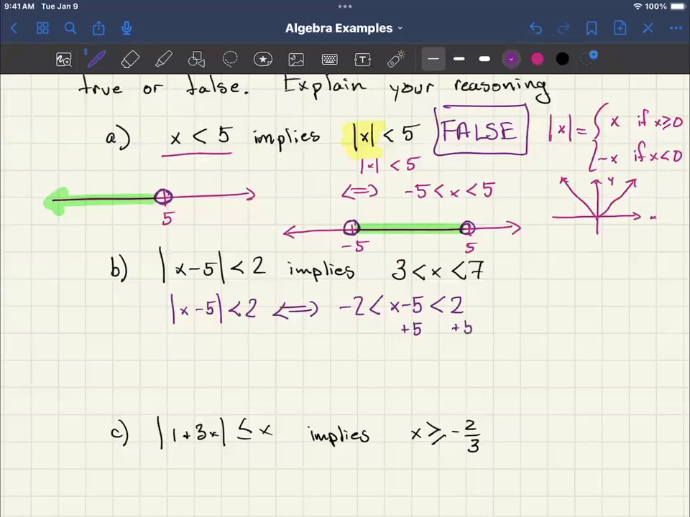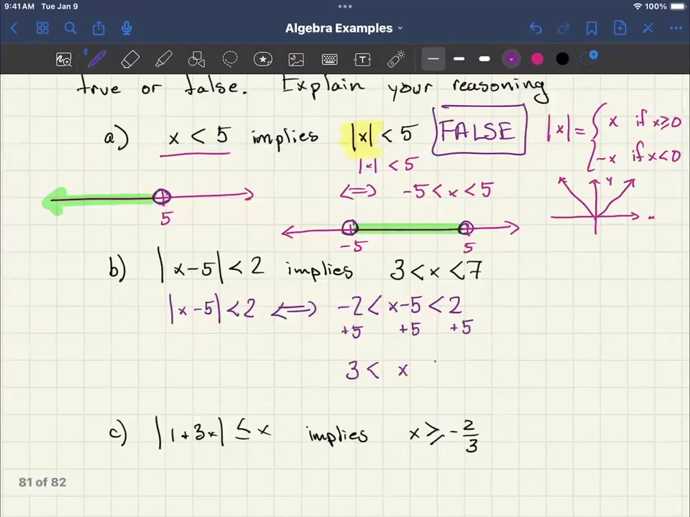So we're going to take the opposite action. Instead of subtracting, we're going to add 5 to every single term there. And we get a negative 2 plus 5, which is a positive 3. Our negative 5 plus 5 cancel out, and we're left with x in the middle. And on the right-hand side, we end up with 7. And that is exactly what we want. So this particular statement is true.